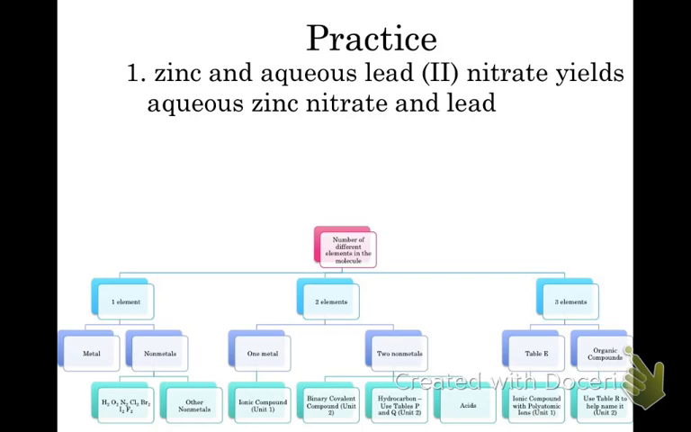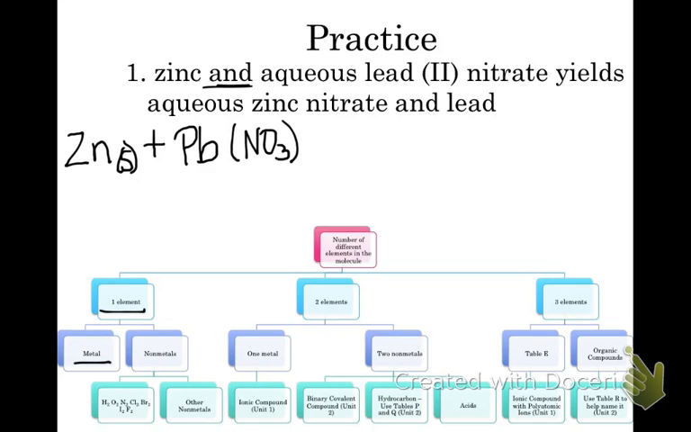I have a flowchart here, if you don't remember this from class or may not have used this in class, but this actually helps you identify how to name different things. So we have zinc. It's one element and a metal, so we just represent it as Zn. We're assuming STP, or standard temperature and pressure, so zinc is a solid at standard temperature and pressure. The "and" will be our plus sign. And then aqueous lead(II) nitrate. So we have lead(II), which is Pb. Nitrate is NO3 from Table E.